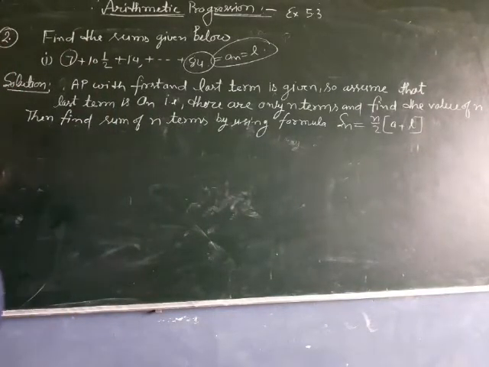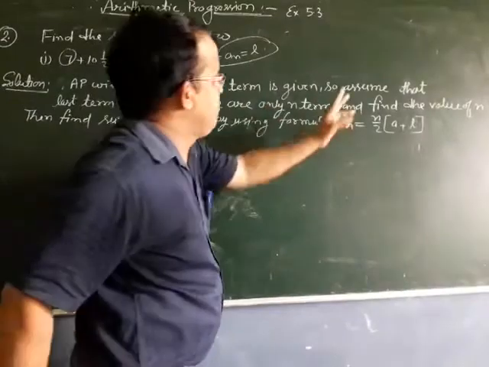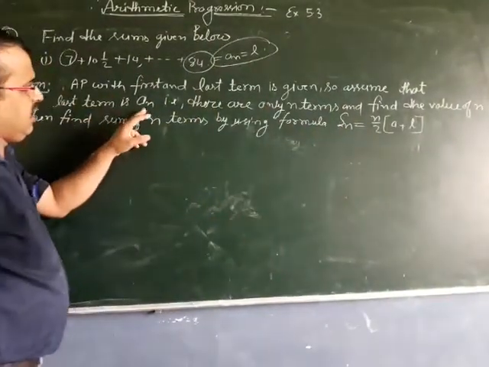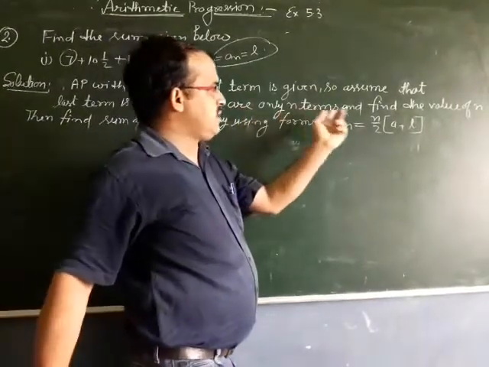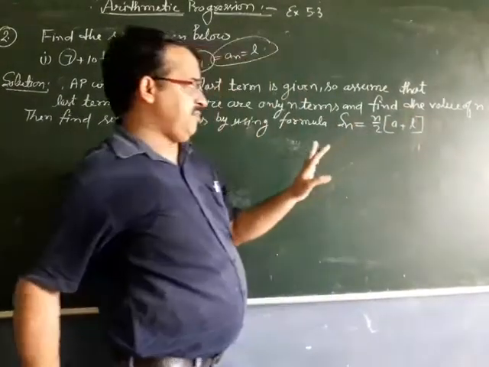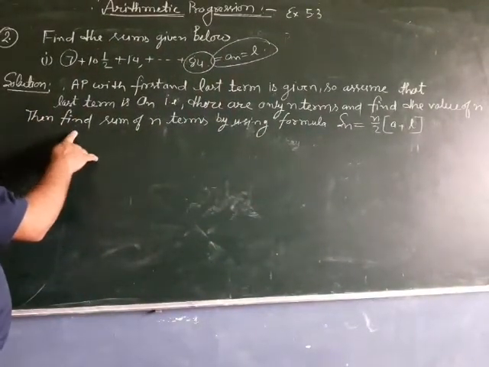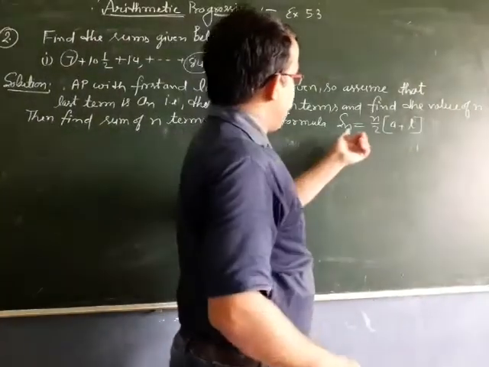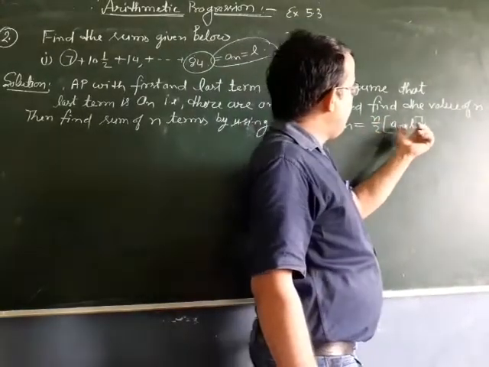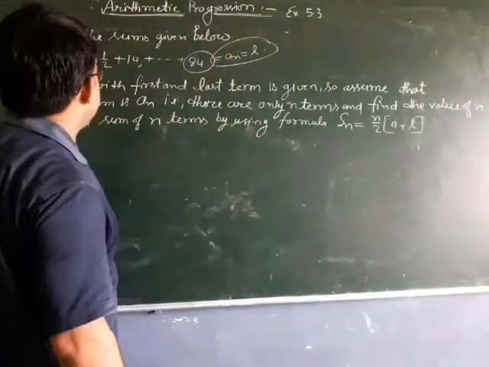Now look at the solution of this question. In this AP, the first and the last term are given. So assume that the last term is an. That is, there are n terms, and we find the value of n. Then find the sum of n terms by using the formula Sn is equal to n by 2 into (a plus l). Clear? So first we look at this.